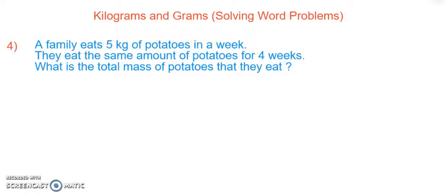The problem is a family eats 5 kilograms of potatoes in a week. They eat the same amount of potatoes for 4 weeks. What is the total mass of potatoes that they eat? Well, it's clear from the question that this family in 1 week they eat 5 kilograms of potatoes. So if they do the same thing for 4 weeks, they eat, for example, the first week 5 kilograms, second week 5 kilograms, third week 5 kilograms, and the fourth week 5 kilograms. So how many kilograms of potatoes? What's the total mass of potatoes that they eat for the 4 weeks?